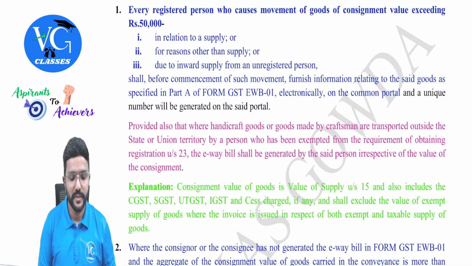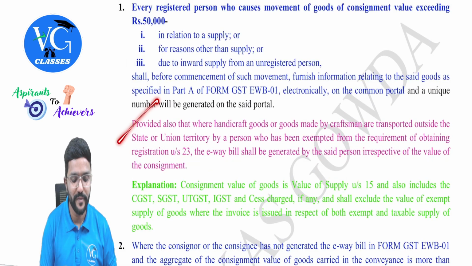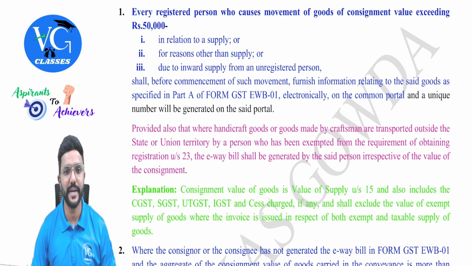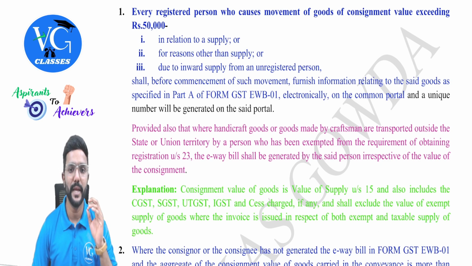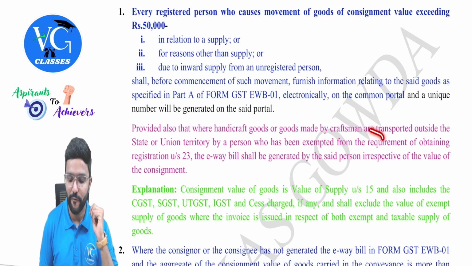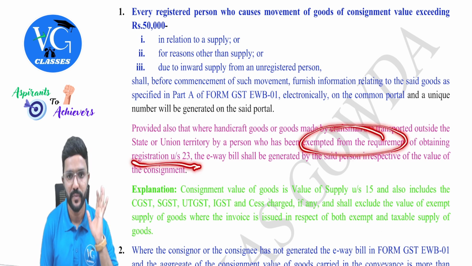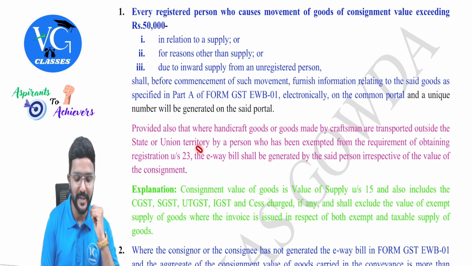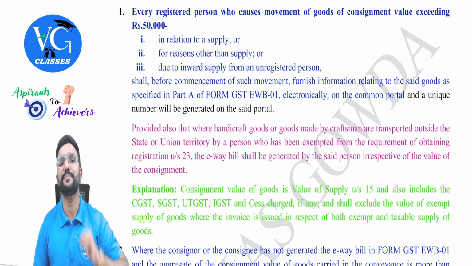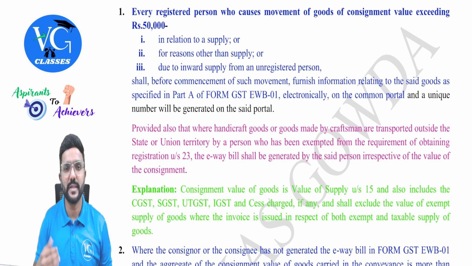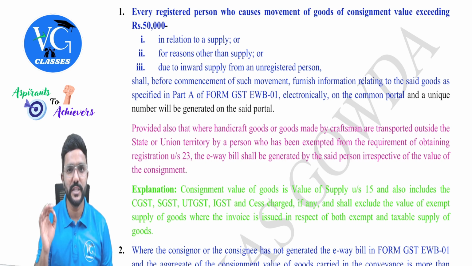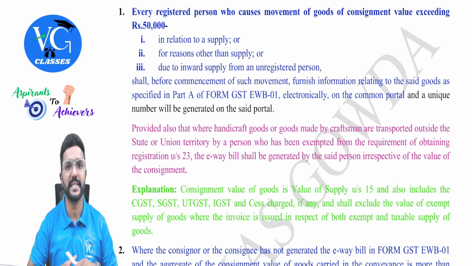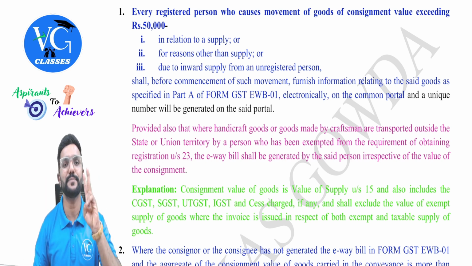Okay. Coming back to this, there is one proviso here. Let us read it. Proviso. Provided also that where the handicraft goods or the goods made by craftsmen are transported outside the state or the union territory by a person who has been exempted from the requirement of obtaining the registration under section 23, the e-way bill shall be generated by the said person irrespective of the value of the consignment. Guys, this is a person for whom the registration is exempted as per section 23. If I am a person who is supplying notified handicraft goods or the goods which is predominantly made by hand, that is by craftsman, then even if I am supplying these goods outside the state, they told registration is not mandatory as per section 24.